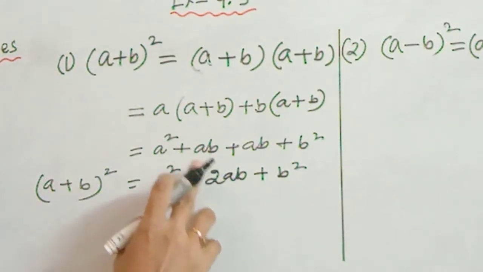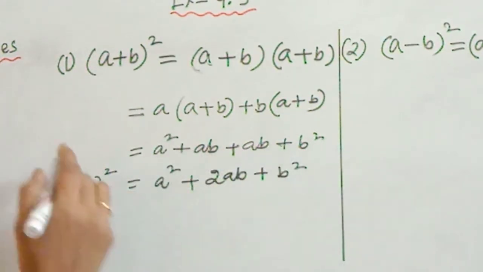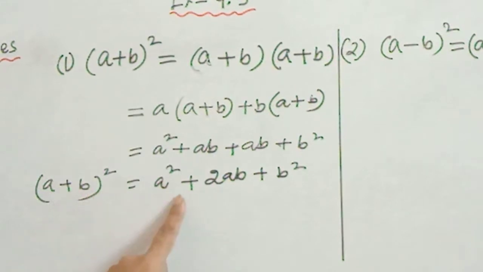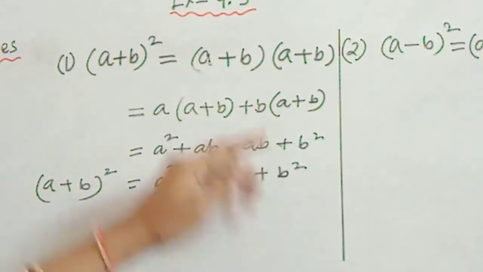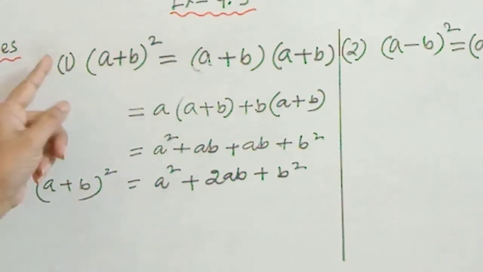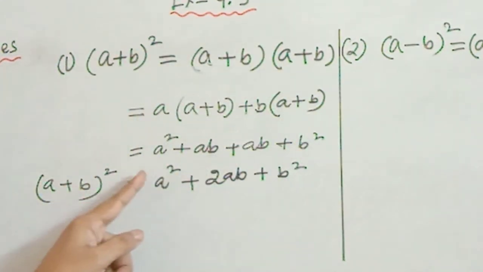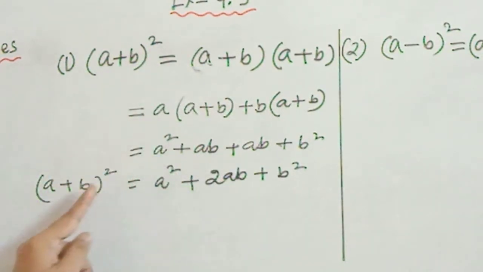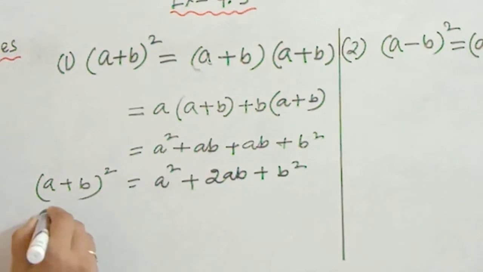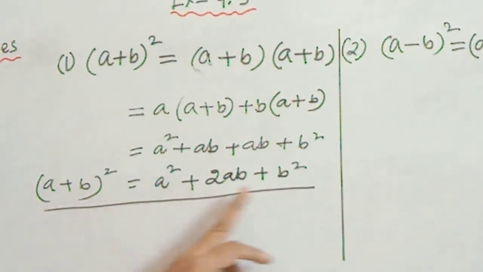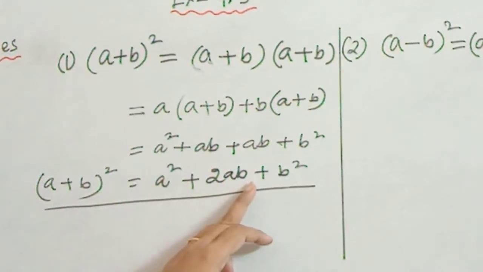From where this 2ab came, you can see it very clearly. When we use this identity, we will directly write (a plus b) whole square is equal to a square plus 2ab plus b square. The process is not required to show in every sum, but we have done all this to show where these identities came from. When you use (a plus b) whole square is equal to a square plus 2ab plus b square, you will just use these two lines directly.